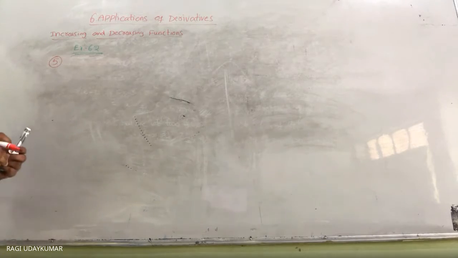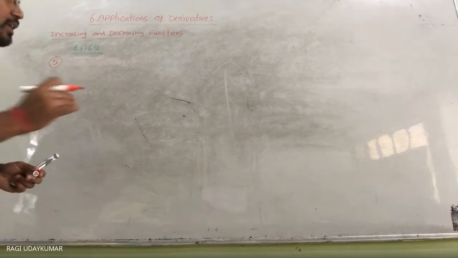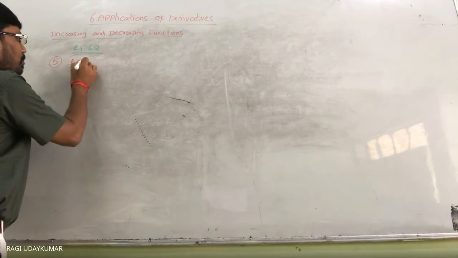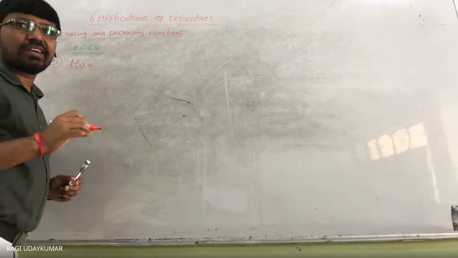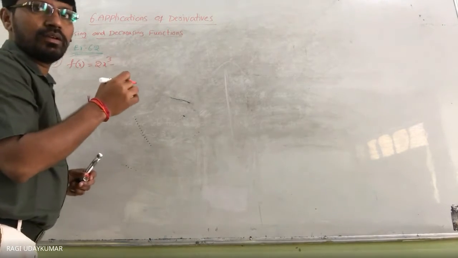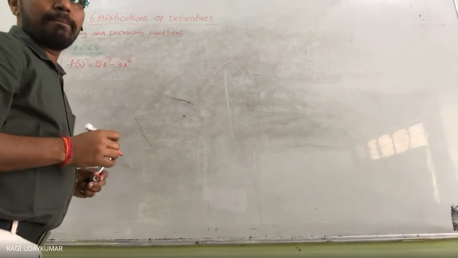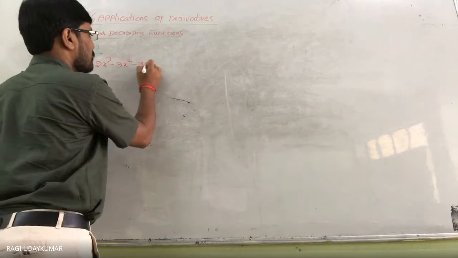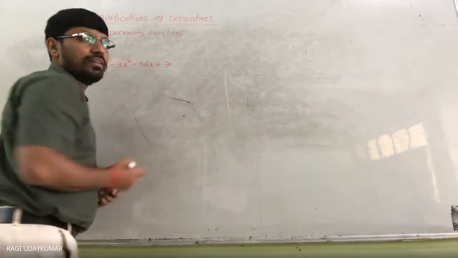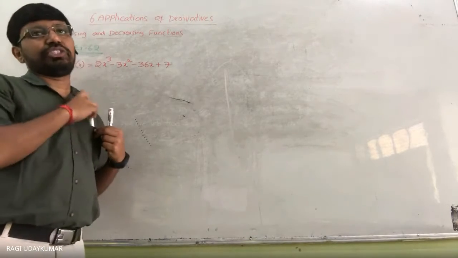Fifth question, find the interval in which the function is given to you. Here a cubic polynomial is given to you. f of x is equal to 2x cube minus 3x square minus 36x plus 7. In which interval is it increasing and in which interval is it decreasing is the question.